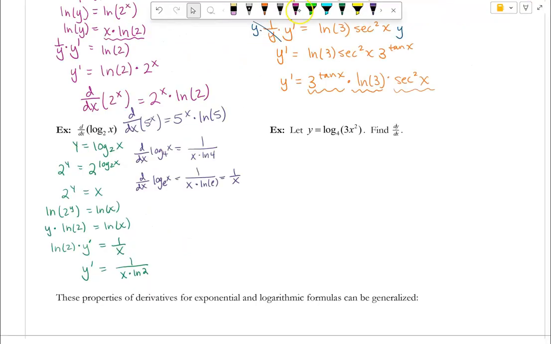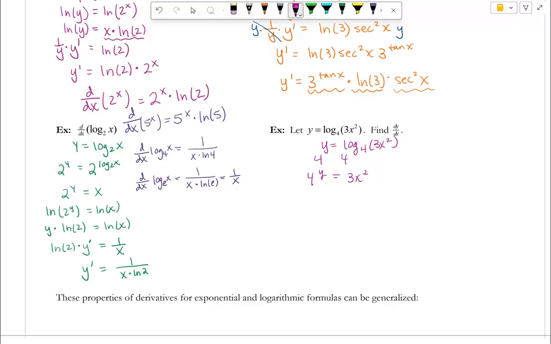In this last example, we can, again, use the chain rule and what we just generalized about taking the derivative of a log of any base, or we could also prove our derivative using logarithmic differentiation. So again, if y is equal to log base 4 of 3x squared, we could go ahead and exponentiate both sides of our equation using the inverse. So we get 4 to the power of y is equal to 3x squared.